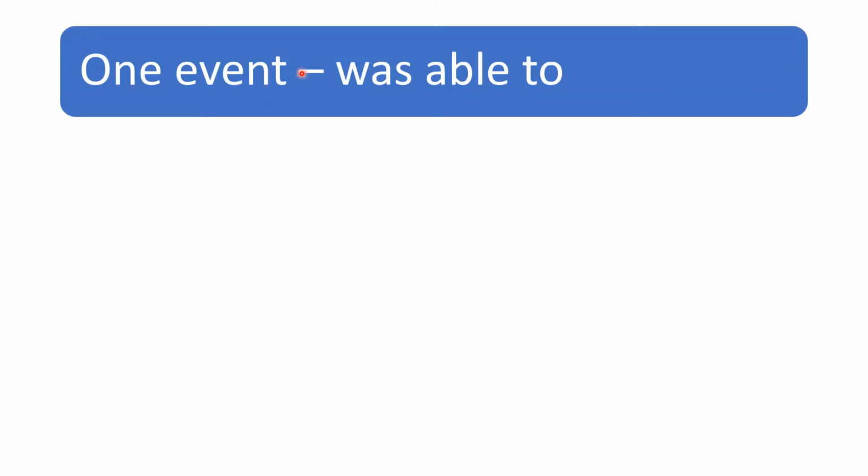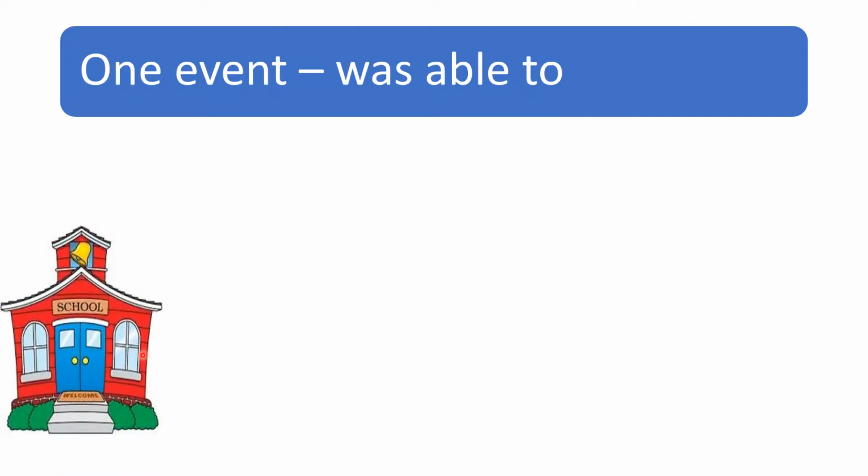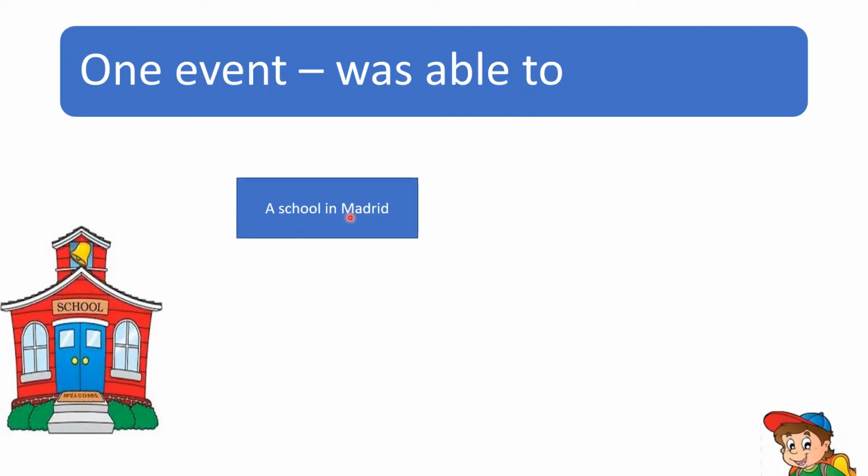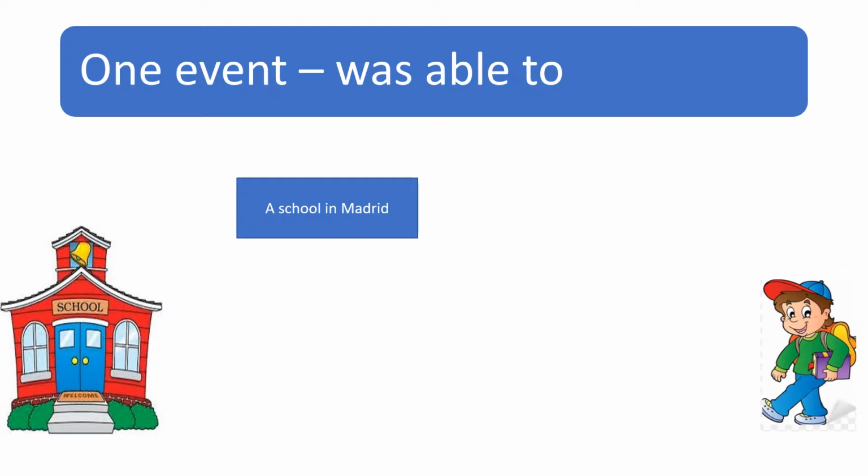We learnt about could and couldn't and was and wasn't able to. Now we will look at one event, where we use was able to. That means when we talk about yesterday or maybe a one time event, we use was able to. Let's see. The school in Madrid. So we have a student.